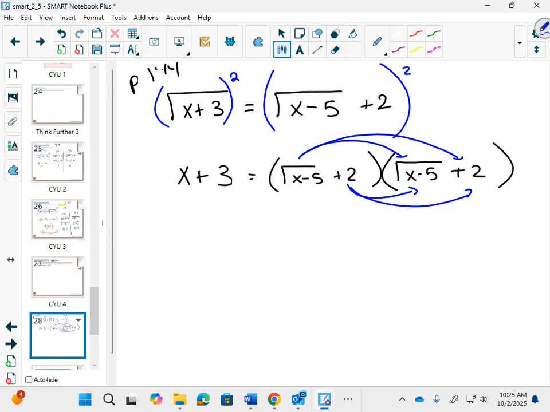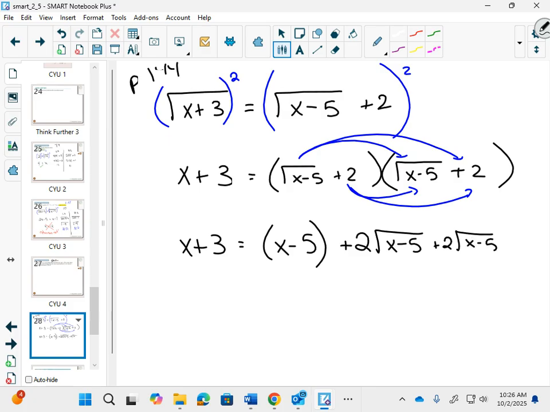And if I do that, well, this side is nice, and it's x plus 3. This side, I have to do root x minus 5 times root x minus 5. Can you see that that would be x minus 5? I'll put in brackets just to hold it together. The next one will be 2 times root x minus 5, that'll be plus 2 root x minus 5. And this one will be plus another 2 root x minus 5. And plus 2 times plus 2 is plus 4.